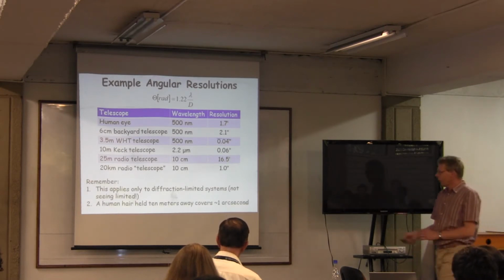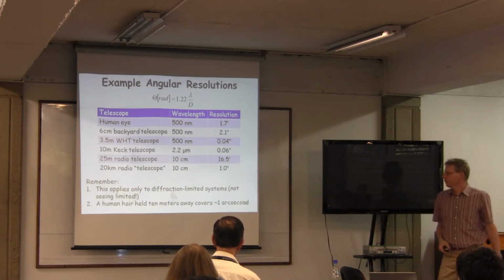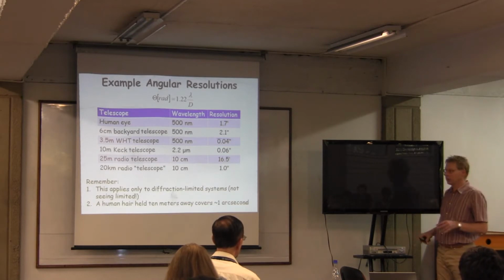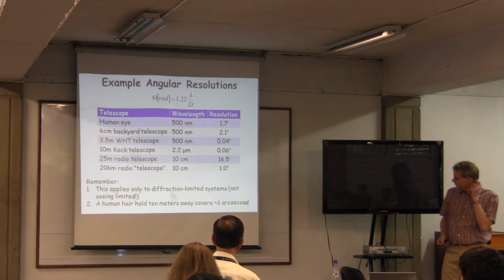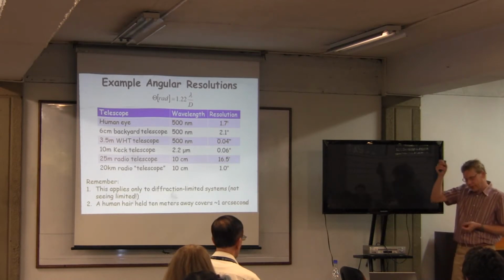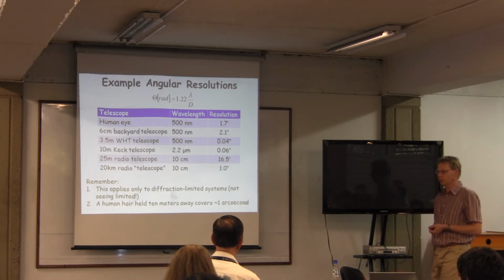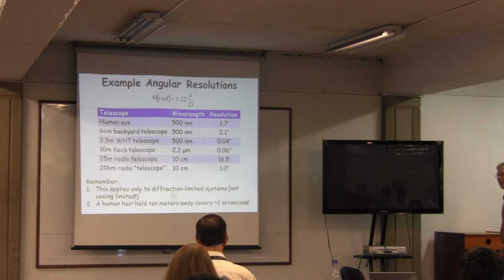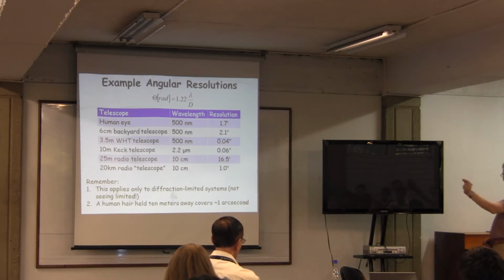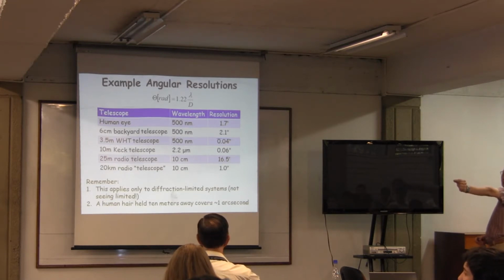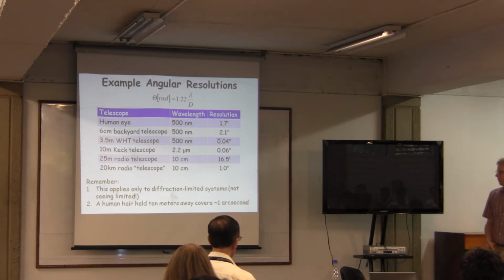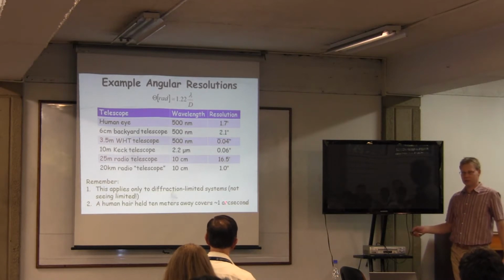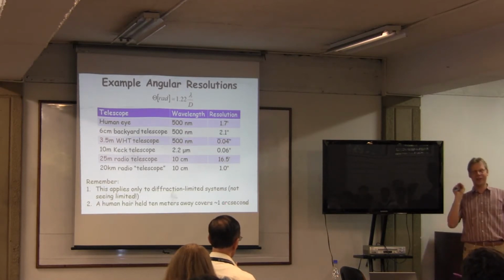Okay, so again, remember, this applies only to diffraction limited systems, so we did not include seeing here. And if you don't know what an arc second means, take a hair. You can pull out one of your hairs and hold it at the right distance. The angular diameter, the size I will see of your hair at 10 meters distance, would be about 1 arc second. So it's really a tiny angle.